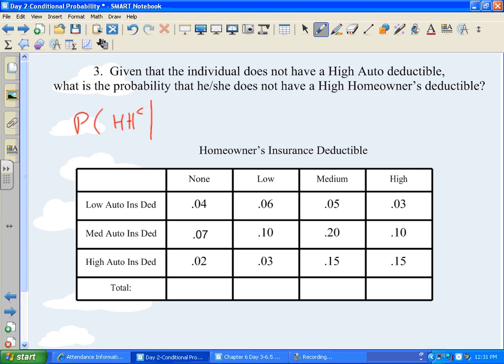Given, well, this is just helping me come up with my equation, which I think is the biggest issue for you guys. Because I know you guys can put the two decimals in your calculator and tell me the new probability. It's figuring out what to put in the right place. So it says, what's the probability here? She does not have high homeowners. So I say high homeowners complement, which to me I read as not high homeowners. And given, what do they give me? They don't have high auto. So I'm going to say high auto not, or high auto complement.